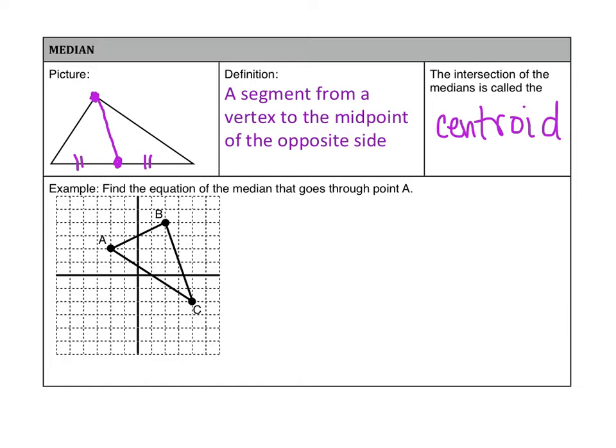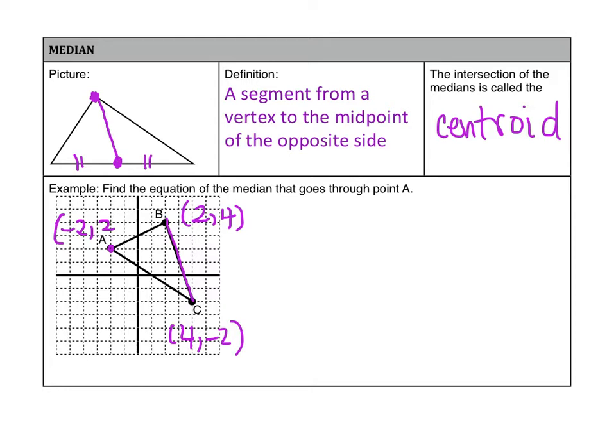In the example, we are going to find the equation of the median that goes through point A, which means that we need the midpoint of segment BC. There's a formula to help us find the midpoint. So we do need to know all of the coordinates. So point A is (-2, 2), point B is (2, 4), and point C is (4, -2).